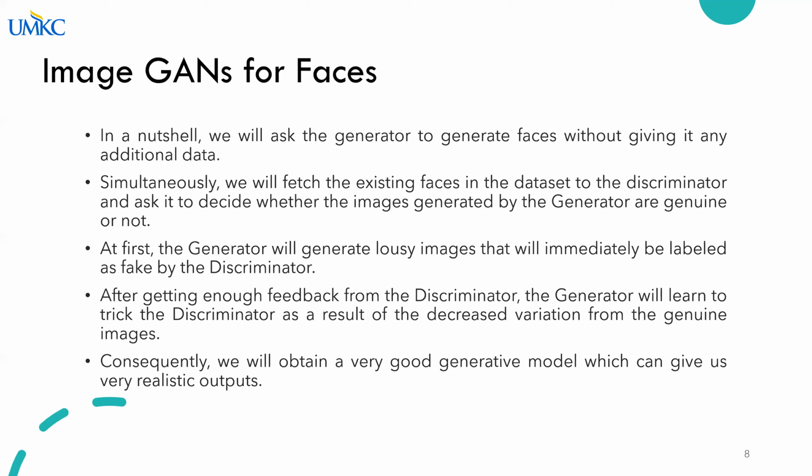At first, the generator will be generating lossy images, which have a little noise, and they will not be able to pass as genuine easily. Then immediately they will be labeled as fake by the discriminator, because the discriminator has all the images available in the dataset. After getting enough feedback from the discriminator through backward propagation, the generator will learn to trick the discriminator with forward propagation. As a result, the decreased variation from genuine images cannot be easily distinguished. Consequently, we will obtain a very good generative model, which will give us very realistic outputs with respect to the dataset we train.